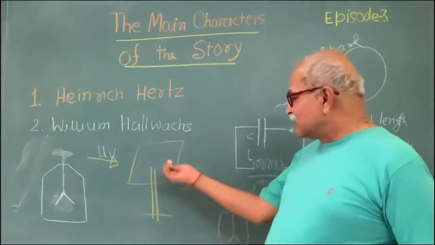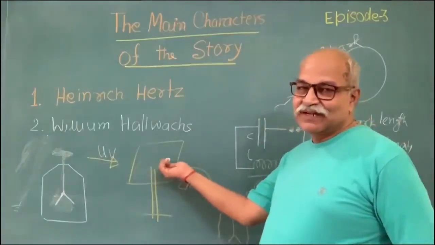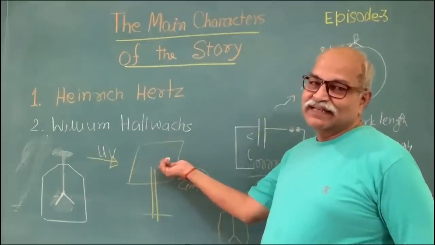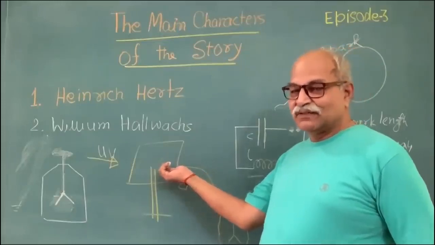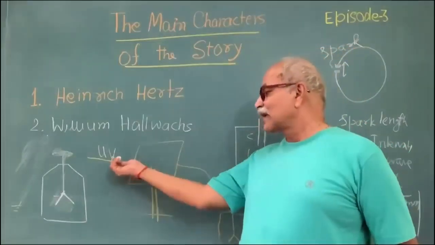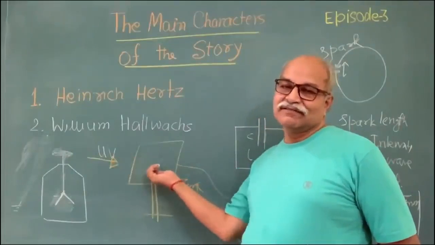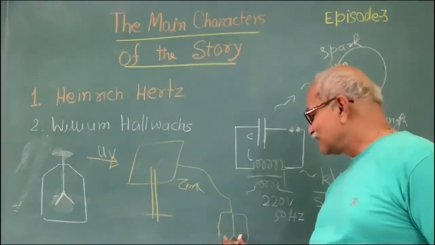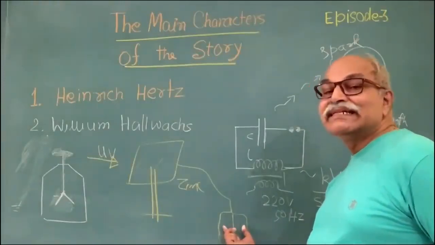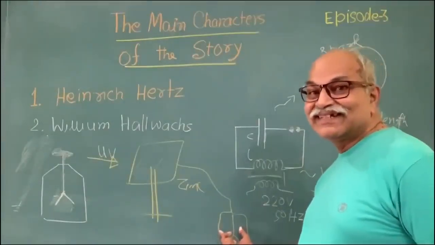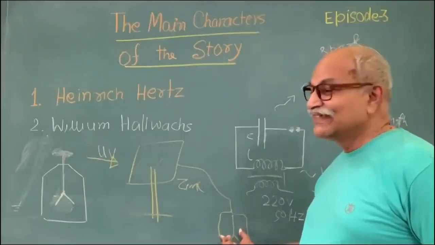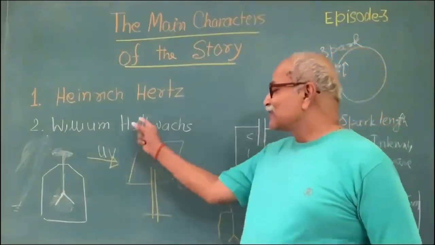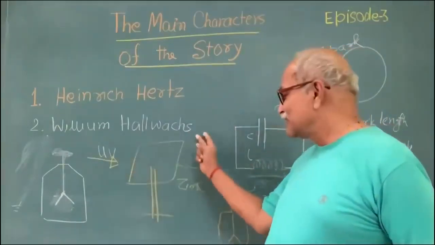So if it is negatively charged, Hallwachs observes that if it is negatively charged to start with, and then you shine this UV light on this, the spread reduces. So the negative charge here is disappearing. Where is it going? That is being emitted from here.